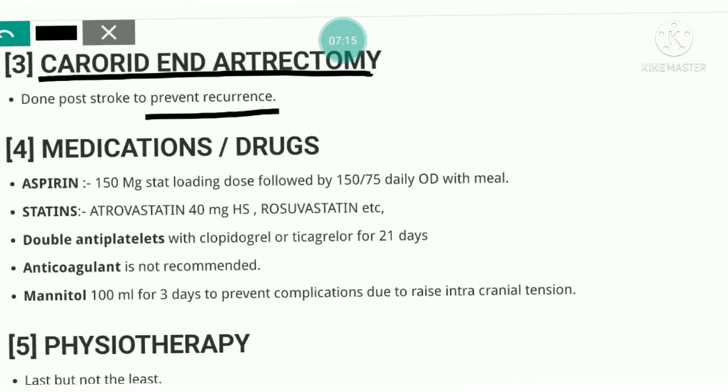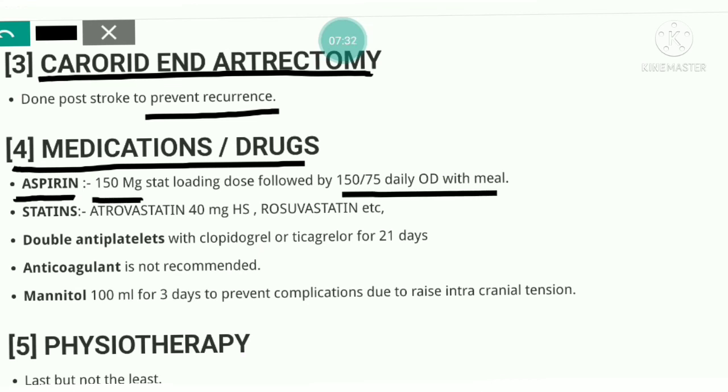Now, which medications are useful in case of ischemic CV stroke, which should be given lifelong? The most important medication is aspirin, which is given as 150 mg stat followed by 75 mg daily OD. It should be given with meals because it can lead to gastritis.